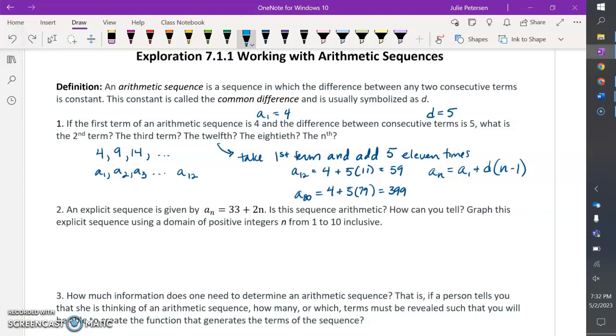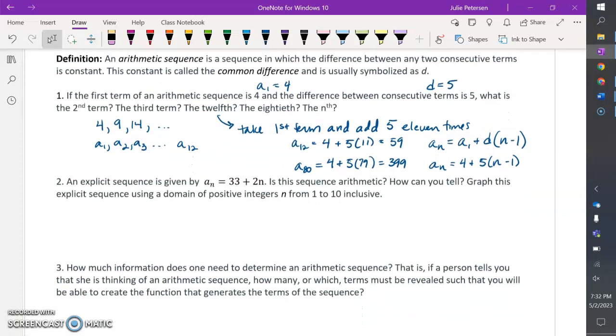As we look at this, I can find this formula by saying a sub n equals 4 plus 5 times n minus 1. Now that's not really a format that's terribly helpful, so we could clean this up and put it in linear form where we distribute this 5. If we did, we'd have a sub n equals 5n, and then 5 times negative 1 is negative 5, and we'd add the 4 and we get minus 1.